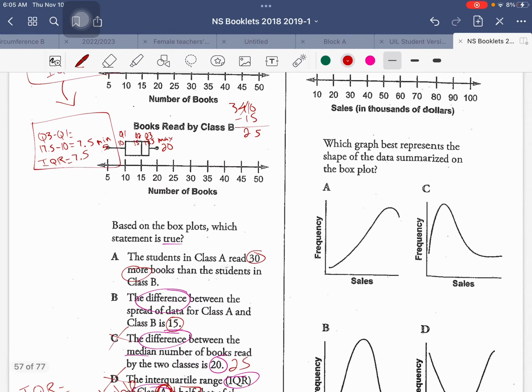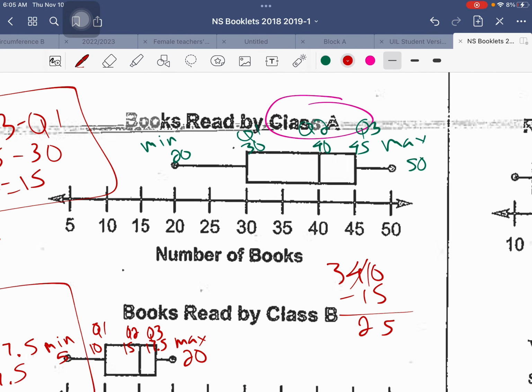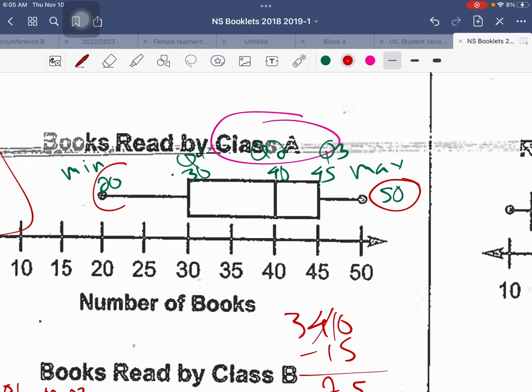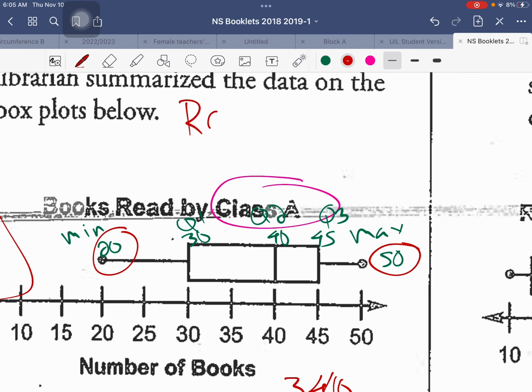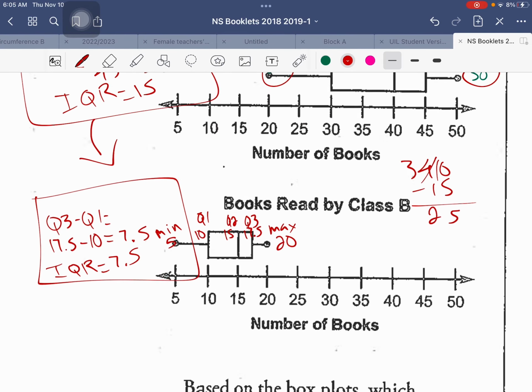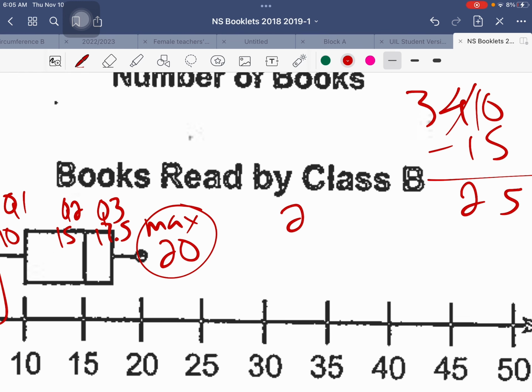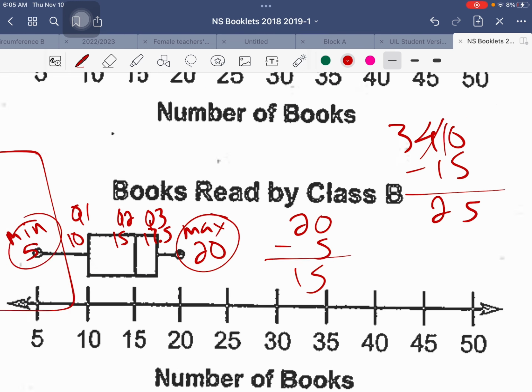The difference between the spread of data of class is 15. Well, let's check the spread. The spread goes all the way from 50 to 20. Spread means range, and range means the big minus the small. The big number here is 50, and the small number is 20. If I subtract, the range is 30, and here I have 20 and 5. The difference is 20 minus 5, 15.